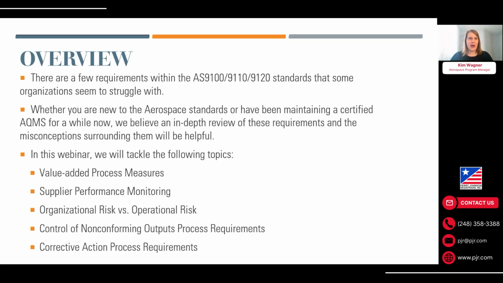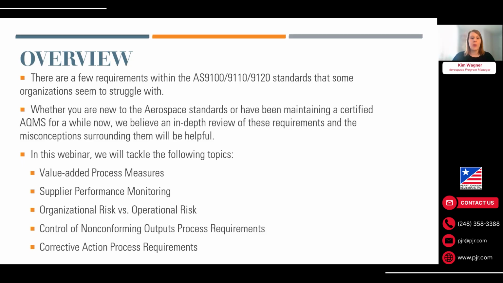All right, so there are several requirements in the standards that some organizations seem to struggle with more than others. So whether you're new to the aerospace standards or you've been certified for a while, maintaining your quality management system, we think that an in-depth review of some of these requirements and the misconceptions surrounding them will be helpful. So today we're going to be tackling the following topics.